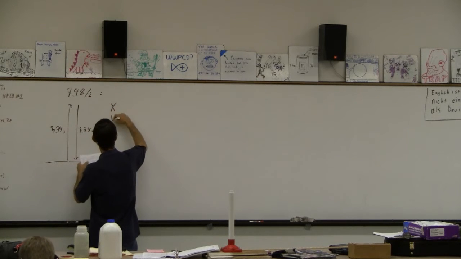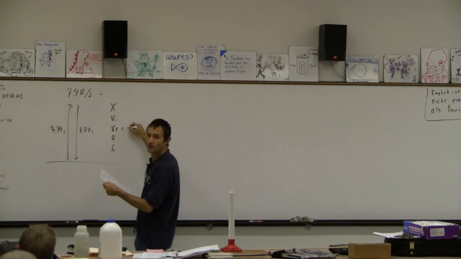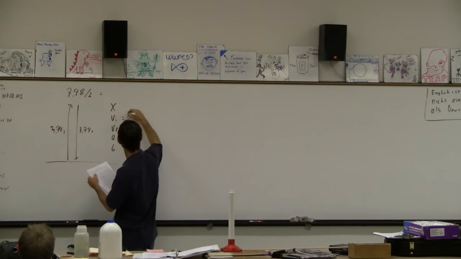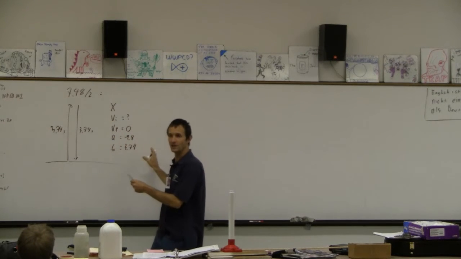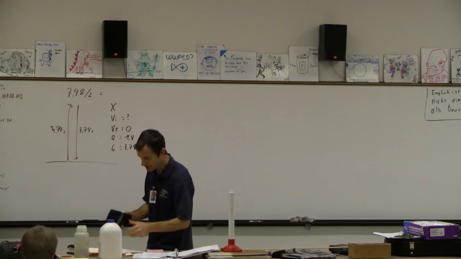Well, x, vi, vf, a and t. At the top, what's the velocity at the top? 0, there we go, right? And then the initial we don't know. a is negative 9.8, and t is 3.74. So this is very much like the quiz, yes? Okay, so this is good.